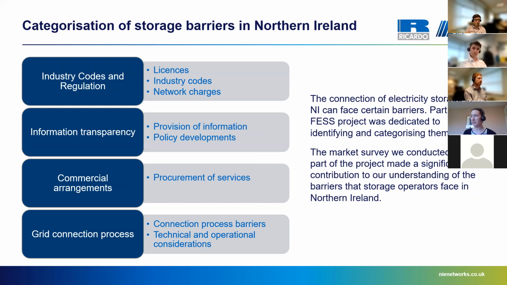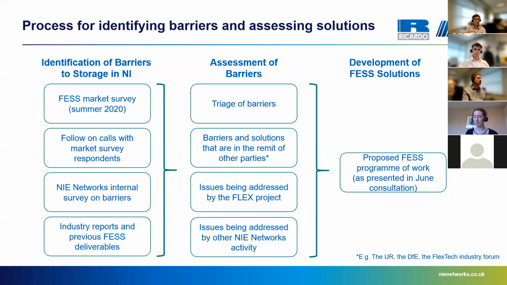We broadly categorized the barriers into these four themes: industry codes and regulation, information transparency, commercial arrangements, and grid connection process. And I'll go into these in a bit more detail shortly. Once we had our whole list of barriers, almost everything that we could think of, we needed to go through a process of narrowing that complete list to what the FESS project could sensibly do.